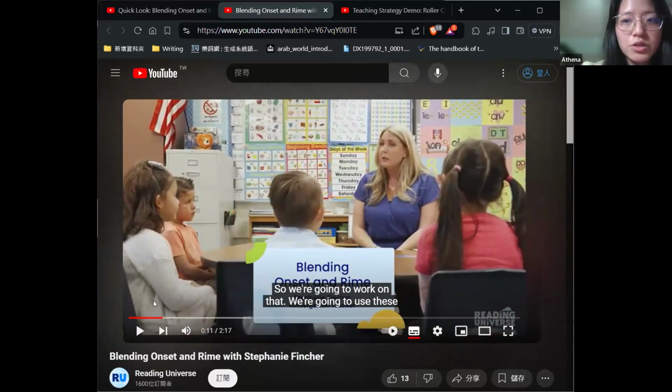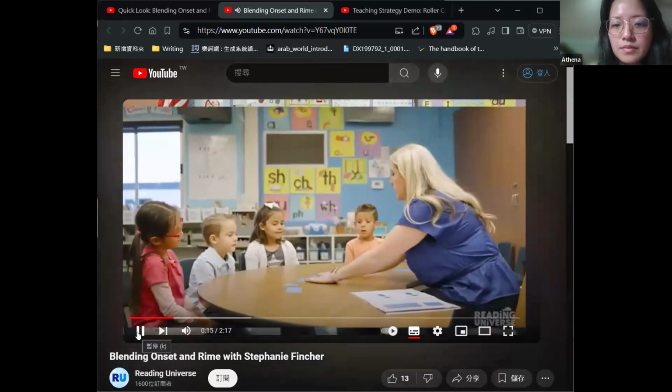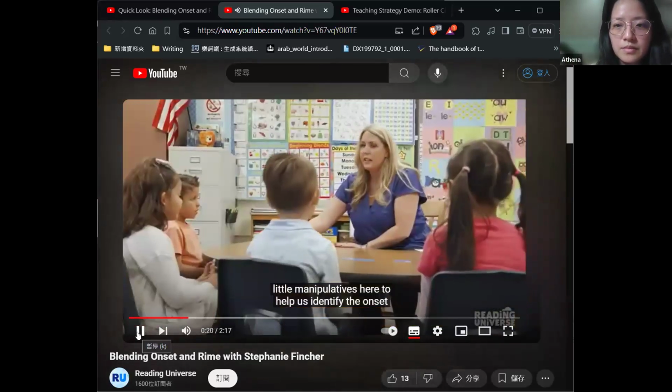You will see the teacher explaining to them, but they are native speakers, so it's fine for the teacher to explain to the students. In Taiwan we are an EFL classroom, so maybe we don't explain with long sentences. We can just give them some instruction and tell them what we're going to do. We're going to use these little manipulatives here to help us identify the onset and rhyme.